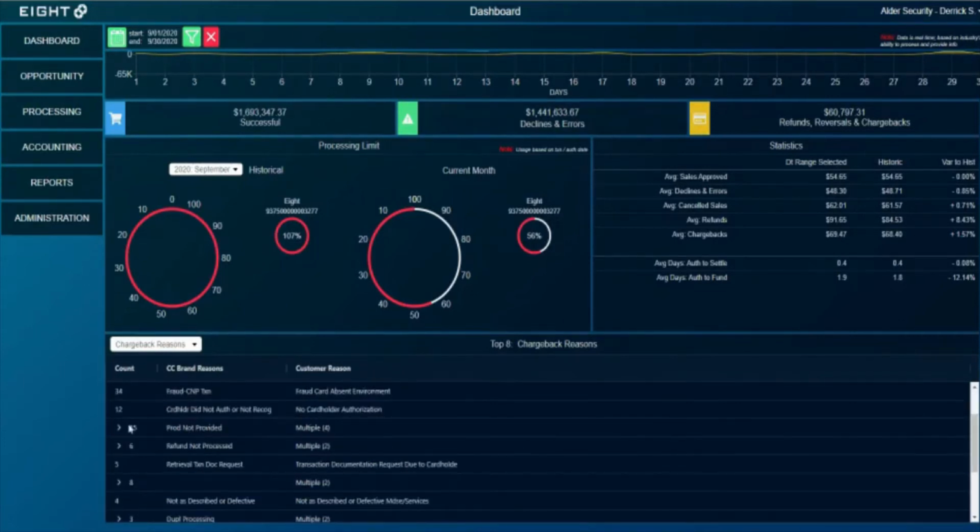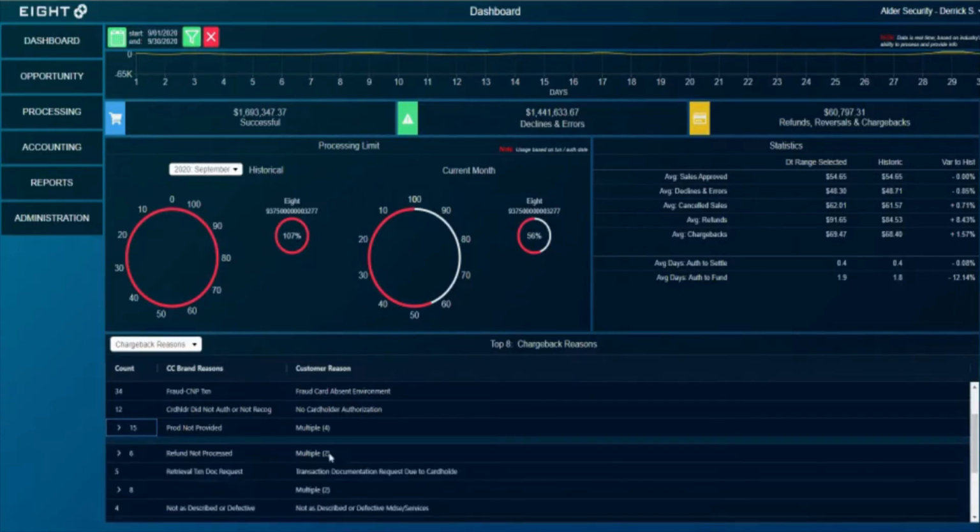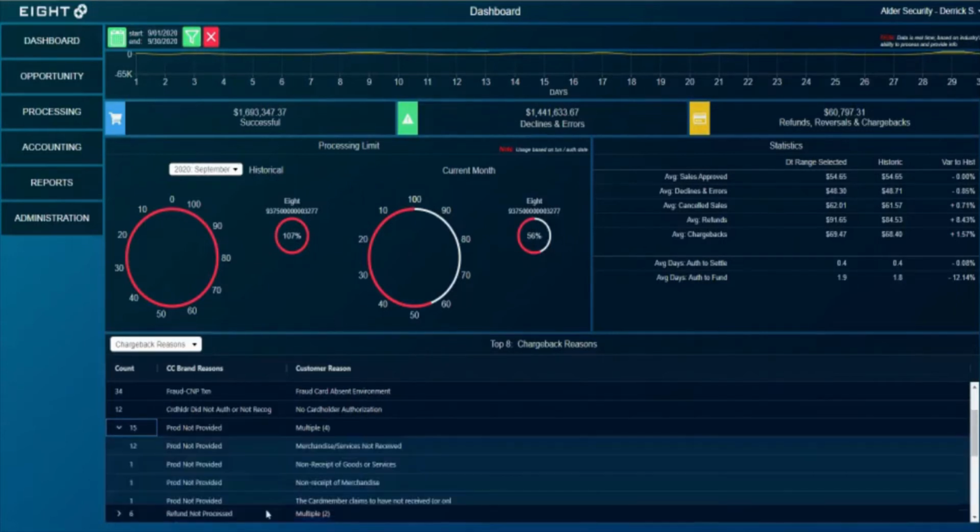Now under here, there's 15 where they said the product wasn't provided, but that's split up into 4 main ways the customer described that they're not happy with the fulfillment. So that's what these little arrows here mean when you're seeing a 4 and the ability to get to the customer note.